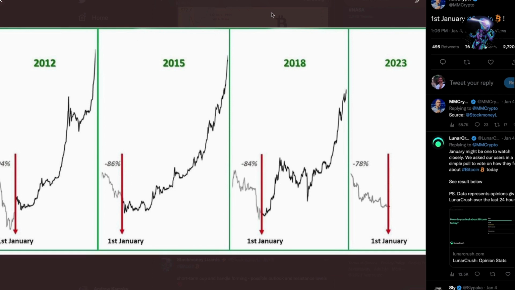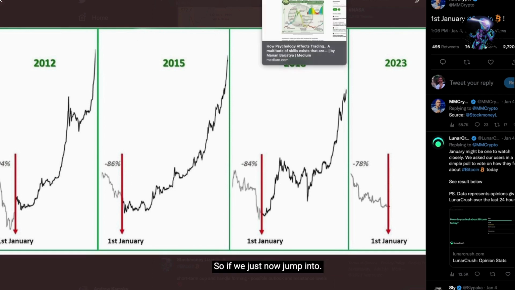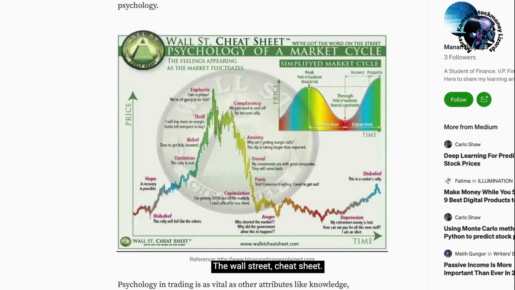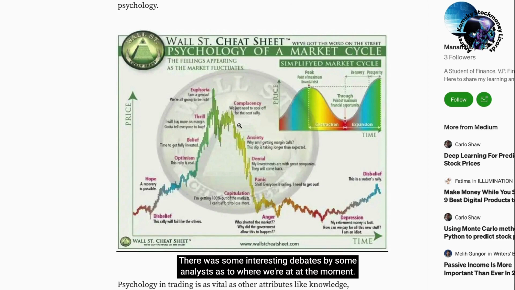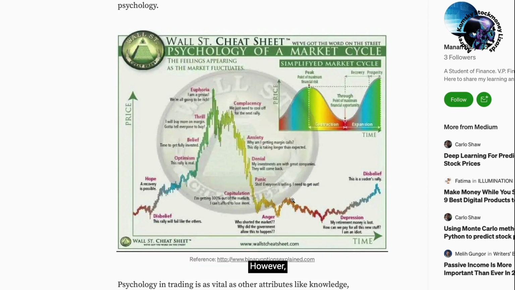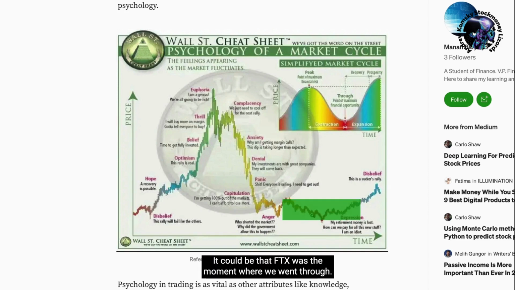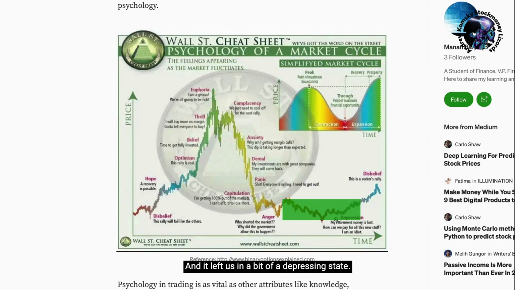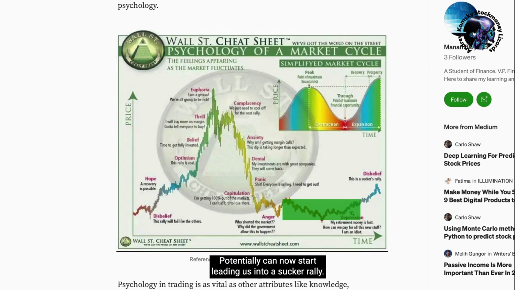So if we just now jump into the Wall Street cheat sheet, there was some interesting debate by some analysts as to where we're at the moment, and I'd love to know in the comments where you think we are. However, it could be that FTX was the moment where we went through our anger phase and it left us in a bit of a depressing state that potentially can now start leading us into a sucker rally, a rally of disbelief.